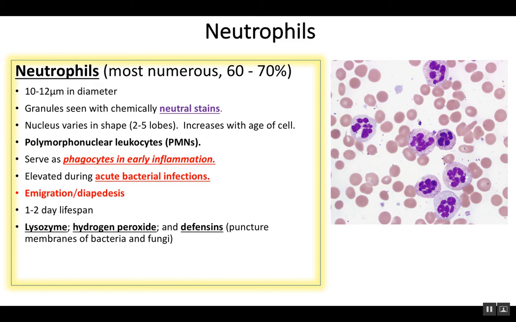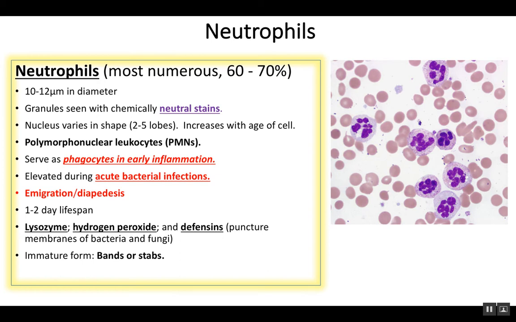They use things like enzymes called lysozyme that destroys bacteria. They will release hydrogen peroxide, which kills bacteria. And they release proteins called defensins, which puncture the membrane of bacteria and fungi. And then don't forget, they can also phagocytose. They can gobble up bacteria to destroy them.